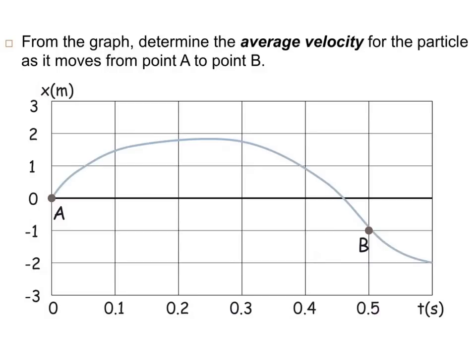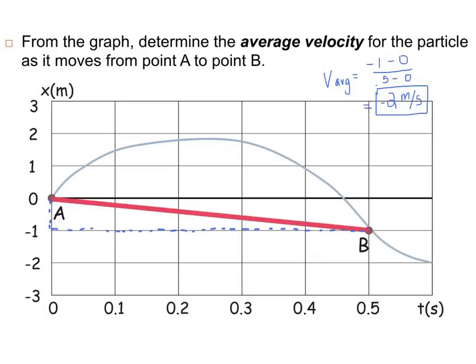So, for an example, from the graph, determine the average velocity for the particle as it moves from point A to point B. Again, all we're concerned about is your final position and your initial position, and the time it takes to travel between the 2 points. So, this is simply the slope of the line between the 2 points. Final position at B is -1 meters. Initial position at A is 0 meters. Final time at B is 0.5 seconds. Initial time at A is 0 seconds. So you get -2 meters per second.